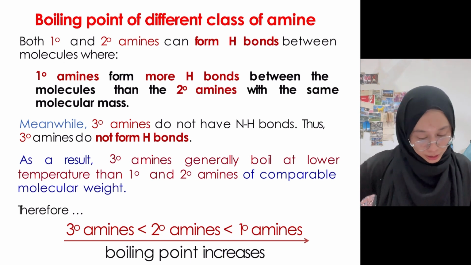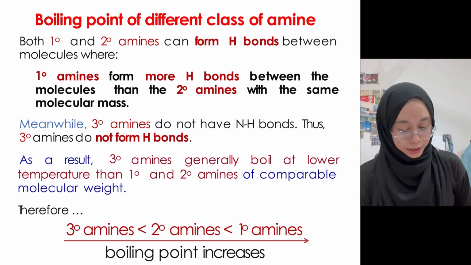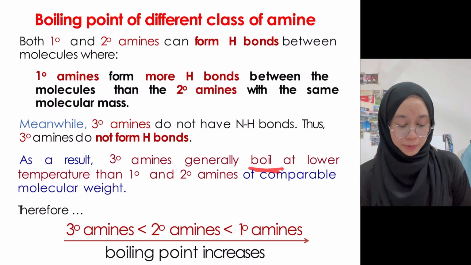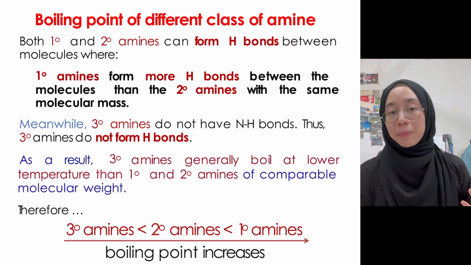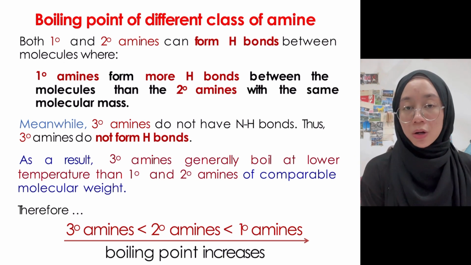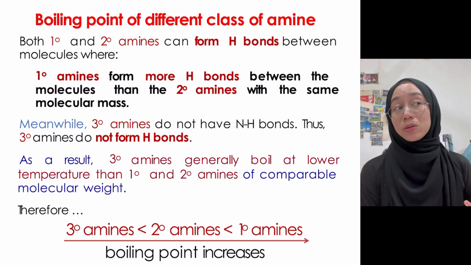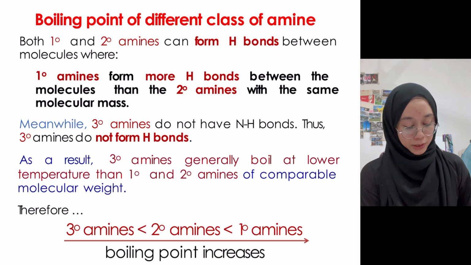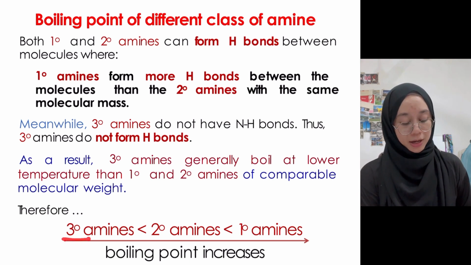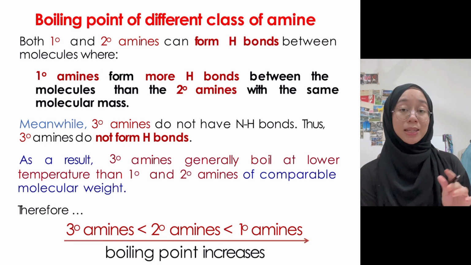So as a result here, you can see that tertiary amine, it generally boils at lower temperature compared to a primary and secondary amine, because primary and secondary amine has a stronger hydrogen bond between them, meanwhile tertiary amine doesn't have any hydrogen bond between them, so it has a lower boiling point then. Okay, so that's why dia punya susunan adalah tertiary amine followed by secondary followed by primary amine. So boiling point increases in that order.